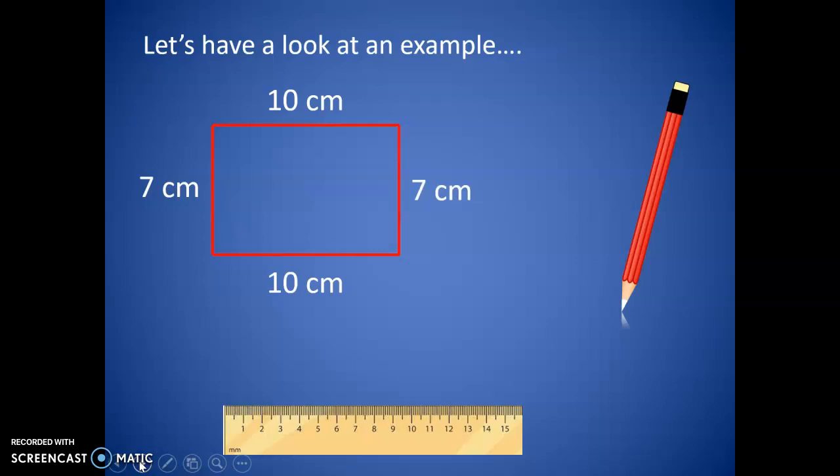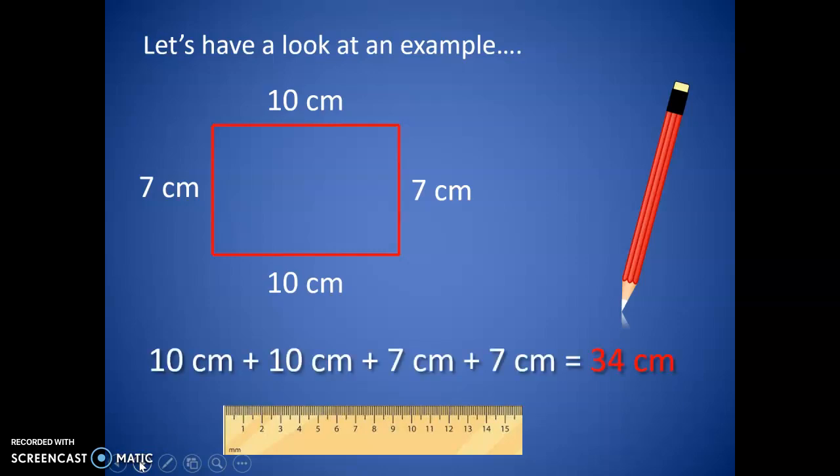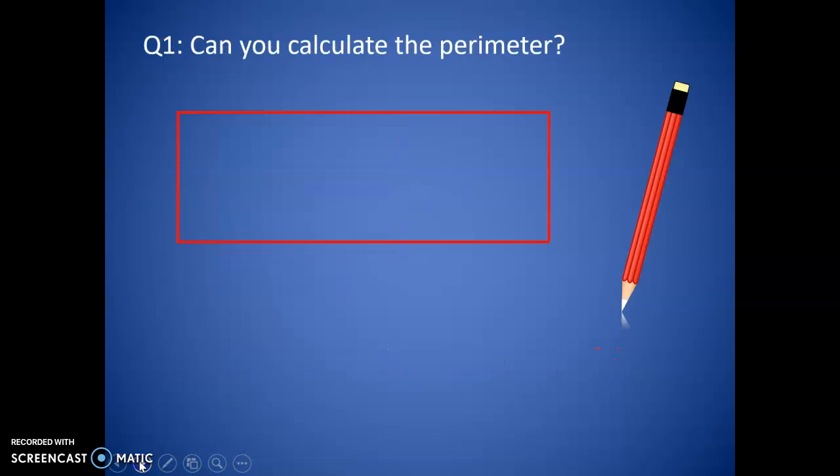Then what we do is we add all of those numbers together. So there they all are. Our 10 add 10, add 7, add 7. It makes 34. So how did we get there? Well, 10 and 10 is 20. 7 add 7 is double 7, isn't it? 14. So 20 add 14 gives us 34.